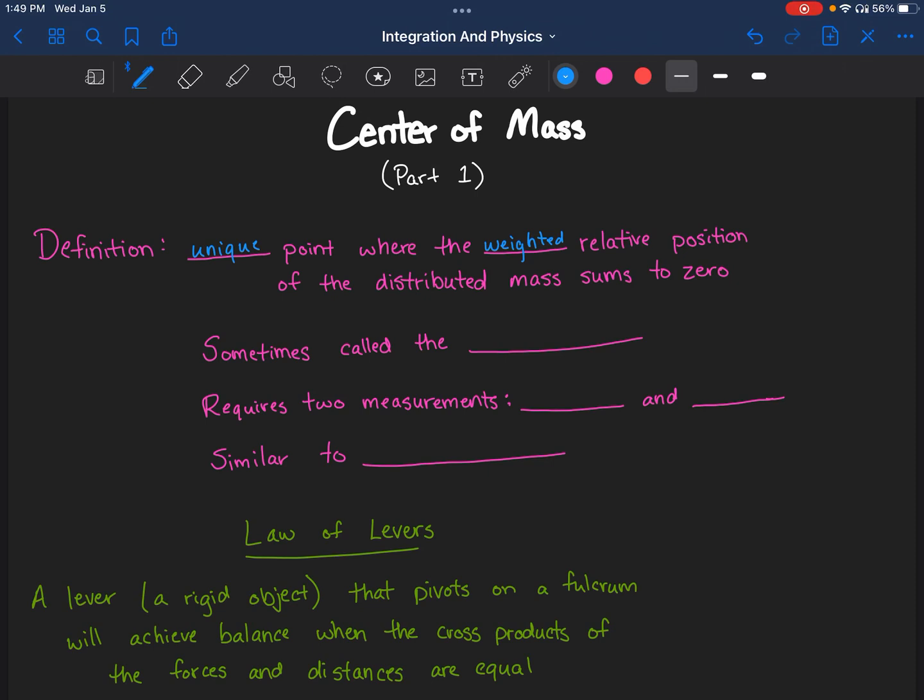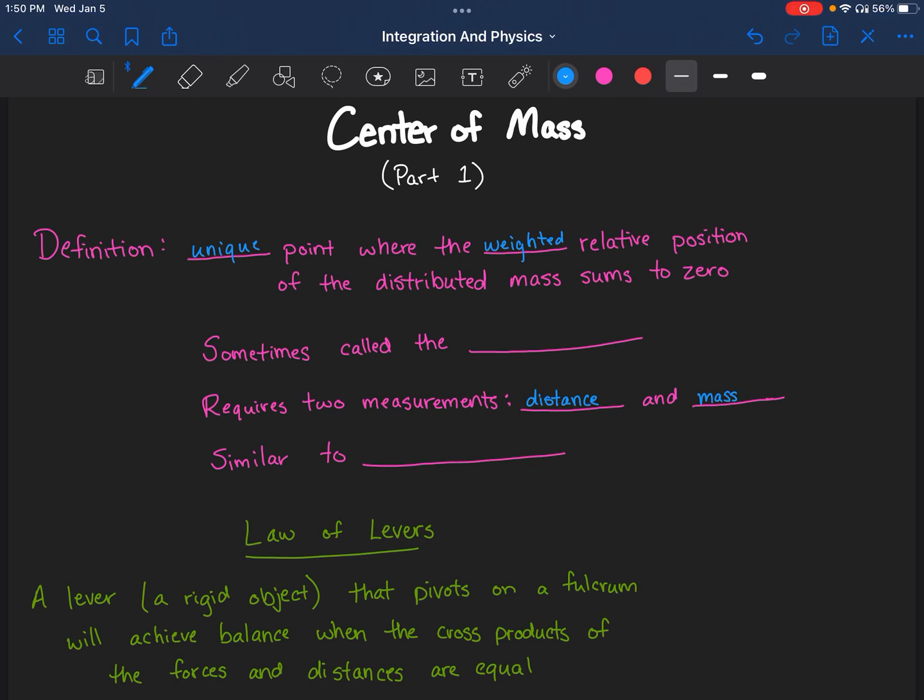And what's important is that we're talking about the relative position and a mass. So we're talking about two things. We're talking about a distance, usually from the origin if we're talking about just one dimension. If we're talking about more than one dimension, we'll talk about the axes and its mass, or sometimes referred to as its force, just depending on what area of physics you're working on.